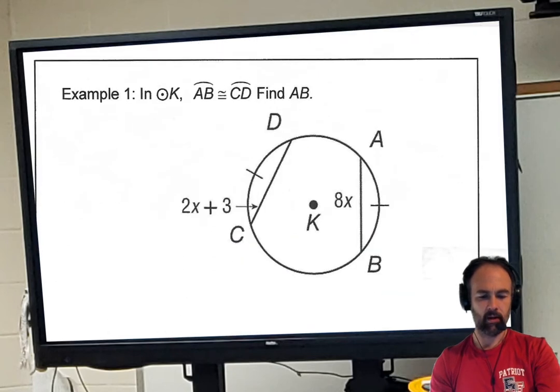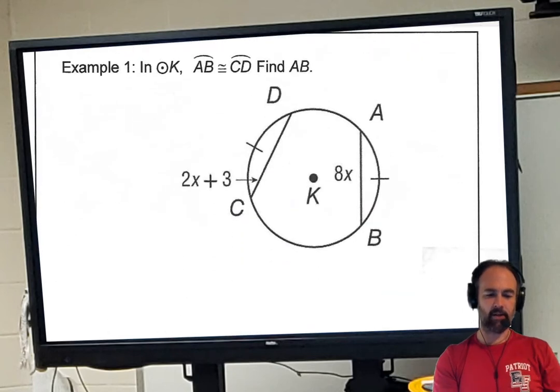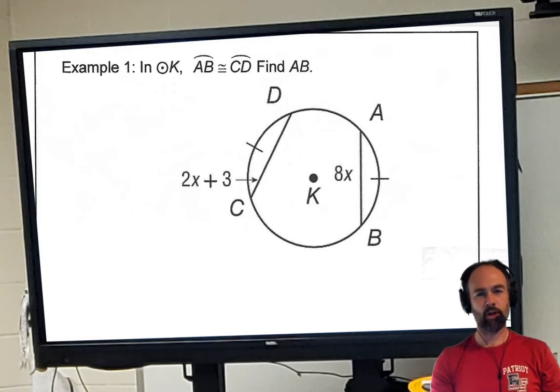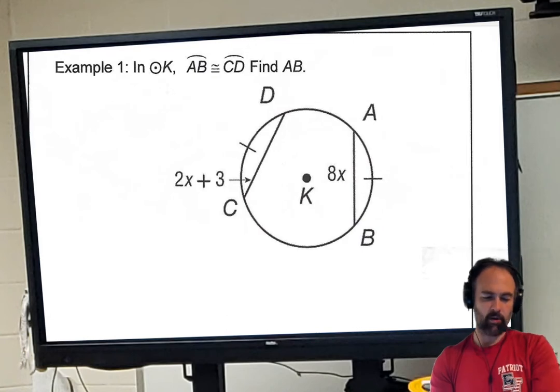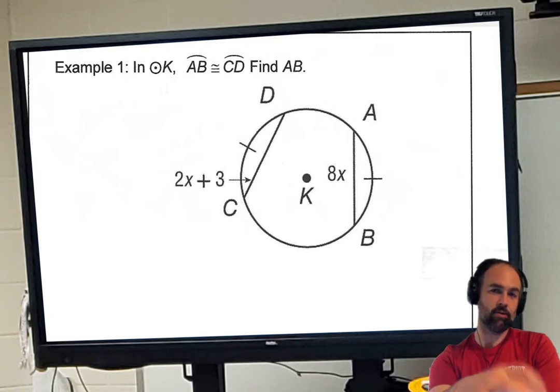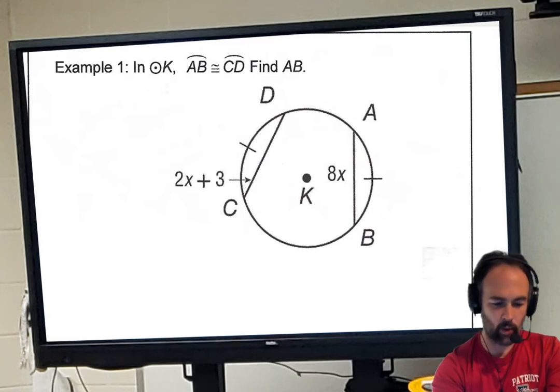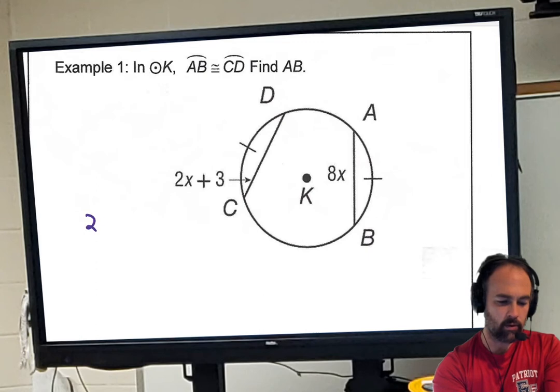So let's see. It tells me that in circle K, the two arcs, AB and CD, are congruent to each other, which we have marked with those single hash marks. So we want to find the measure of AB, or the length from A to B. Well, since the two arcs are congruent, then the two chords are also congruent as well. So I can set them equal. 2x plus 3 is equal to 8x.